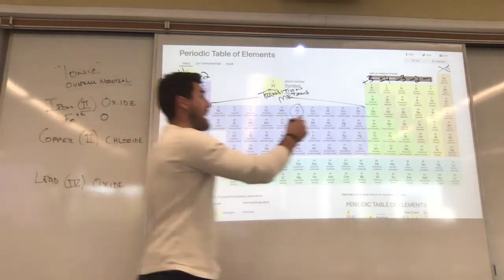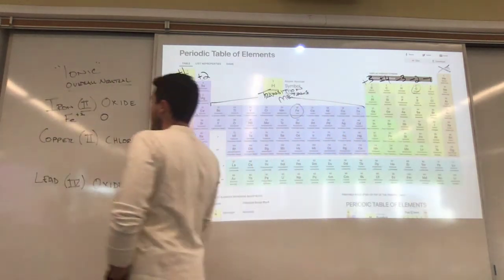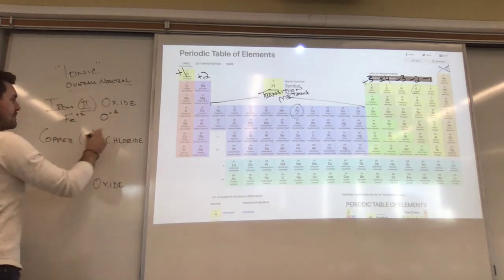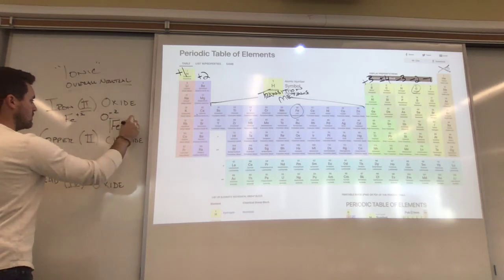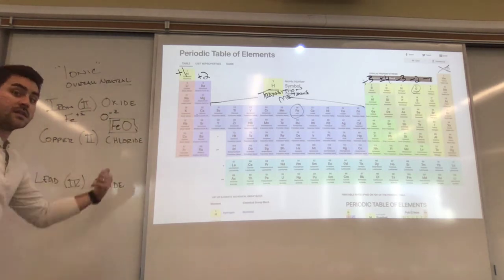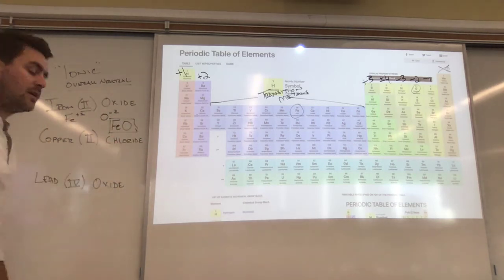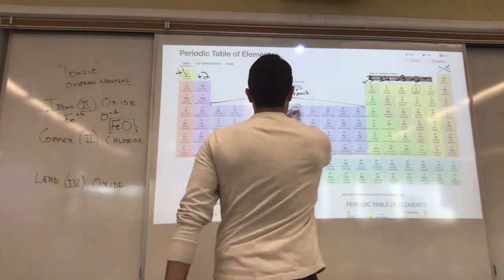Oxygen, I can go find that one. There it is. It's -2. What's my chemical formula? FeO. The ugliest chemical compound you'll ever see. That's a Spanish joke. What's the next one?